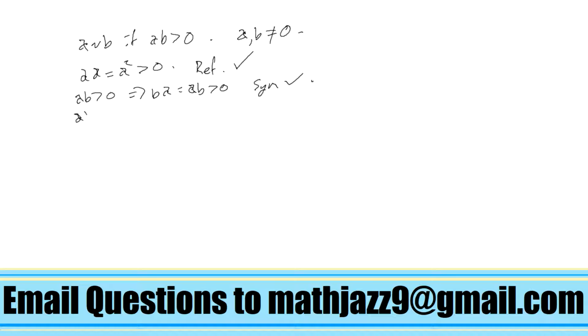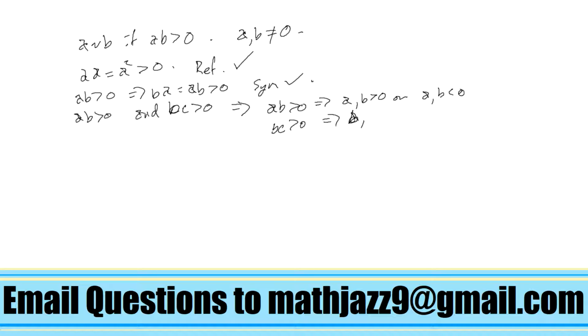And then AB greater than 0 and BC greater than 0 implies what? Well, A times B greater than 0 implies either A and B are greater than 0 or A and B are less than 0. Same thing with BC greater than 0 implies B and C are greater than 0, or B and C are less than 0. So, if B is greater than 0, then A is greater than 0 and C is greater than 0, so AC is positive.